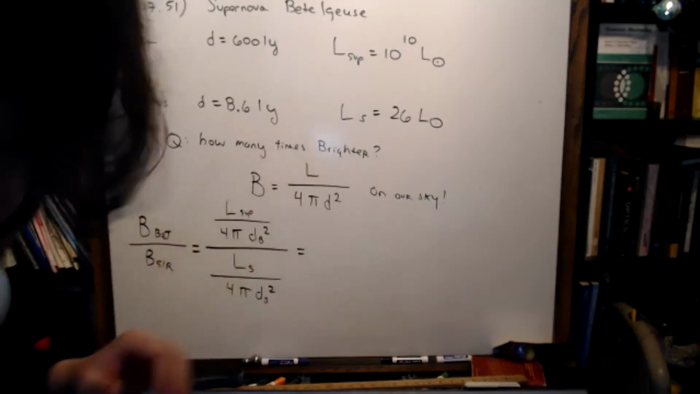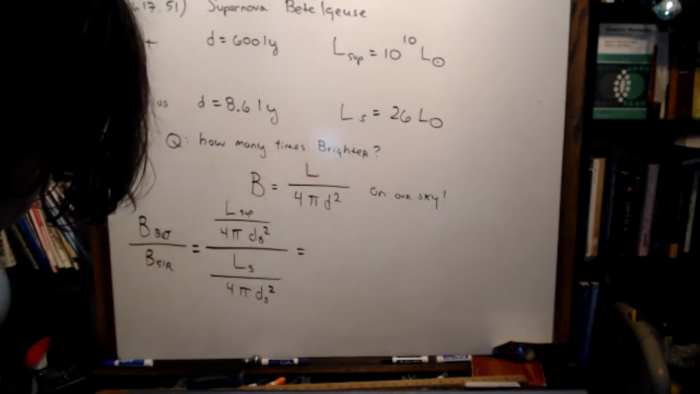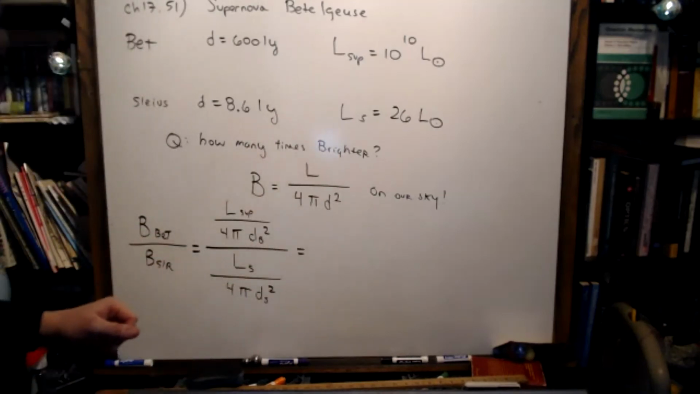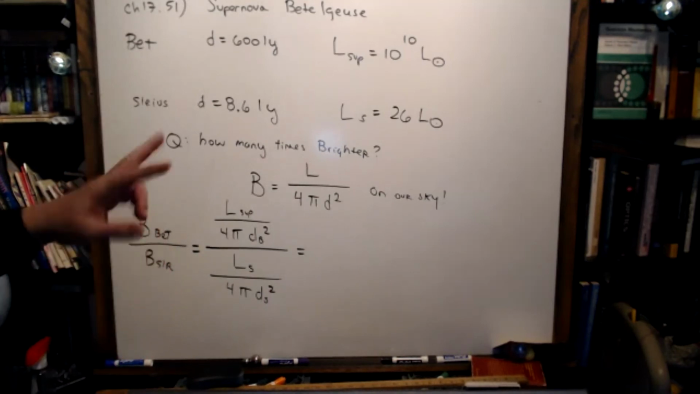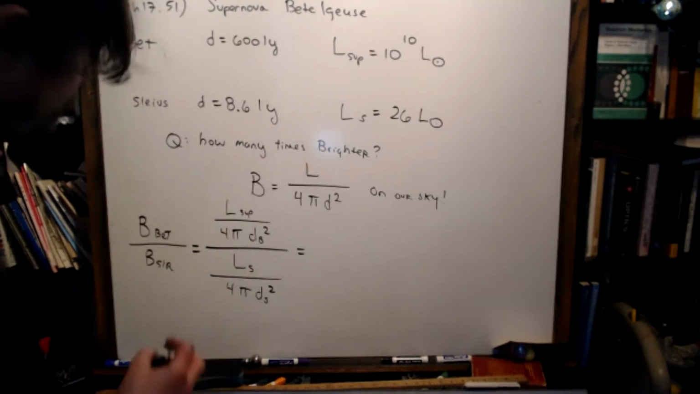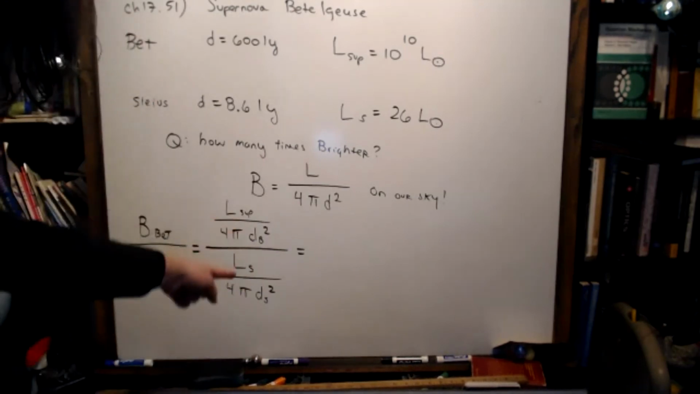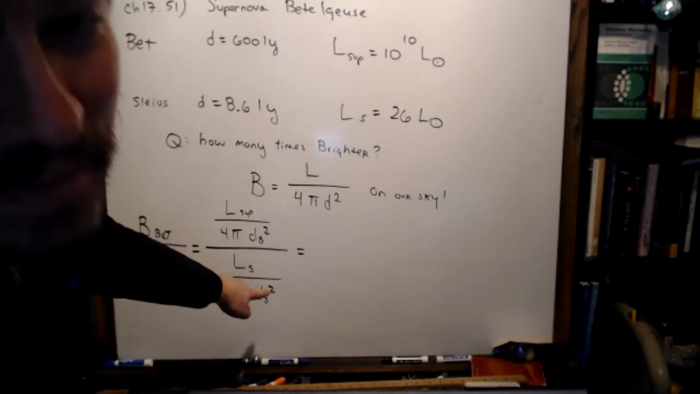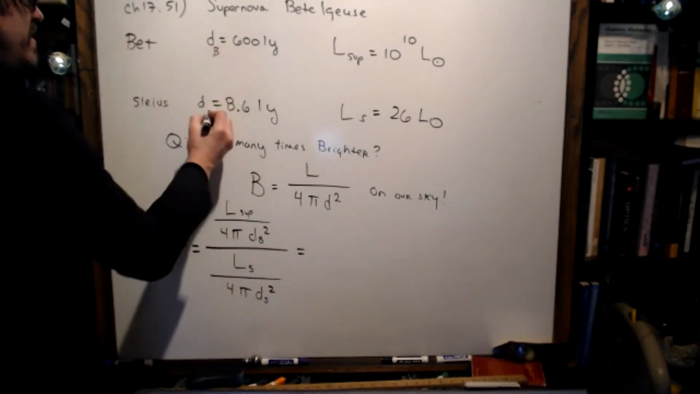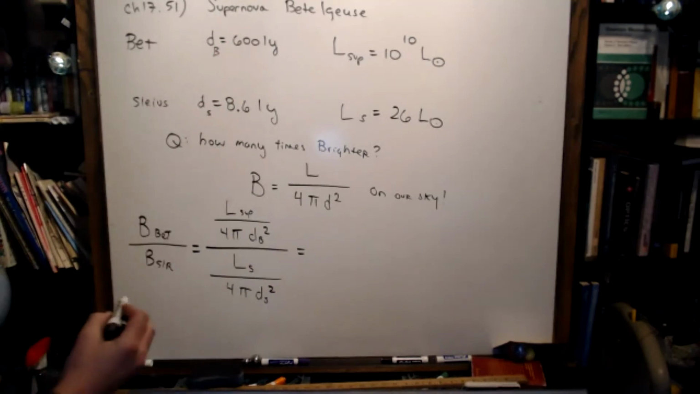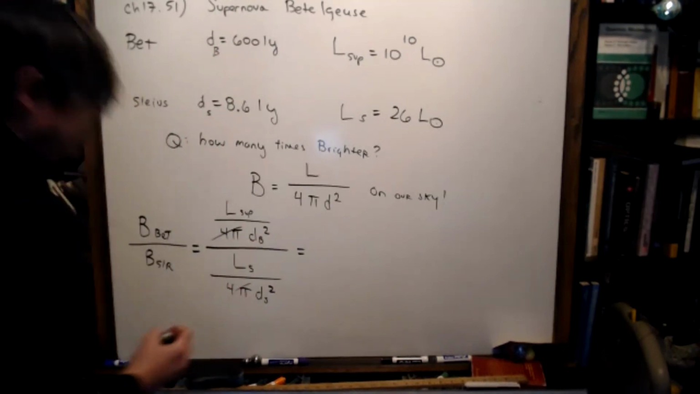Which factors can cancel out? Factors are multiplied. 4 pi d squared. No, those are different d's. That's why I made it d sub. This is d sub b, and this is d sub s, right? The 4 pi's definitely cancel.